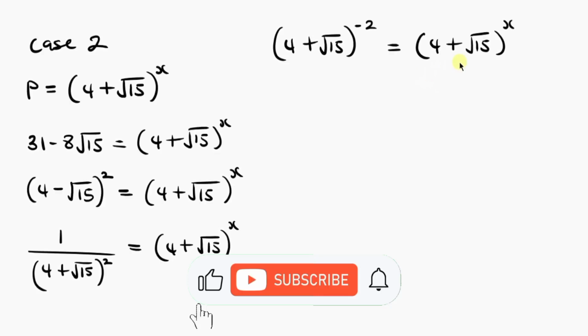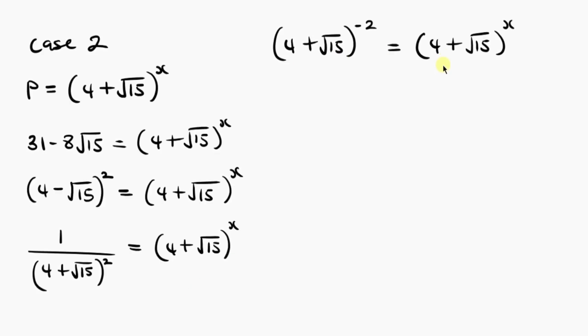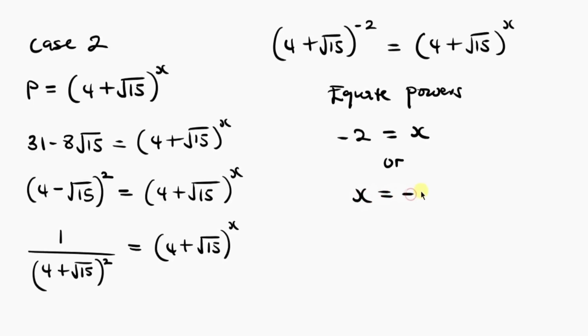Very good. Now look at the base. You will agree with me that the bases are now equal. And since the bases are equal, what do we do? We equate the powers. So let's equate powers. The power here on the left is negative 2. Equal to the power here on the right, which is what? x. That means negative 2 is equal to x, or let's write it in a proper way. x is equal to negative 2.